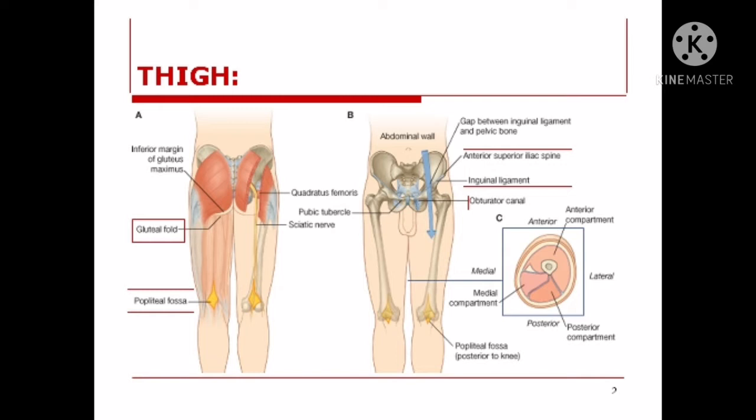Posteriorly, the sciatic nerve and the gluteal vessels pass, and anteriorly the femoral artery, the femoral vein, and the nerves are passing. On the medial aspect is the obturator foramen, which gives passage to the obturator artery and the obturator nerve.